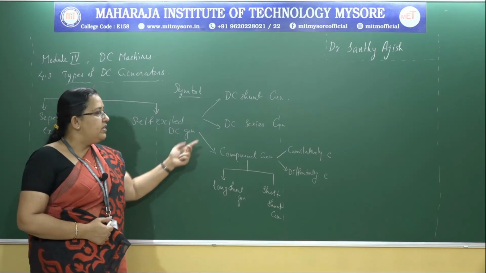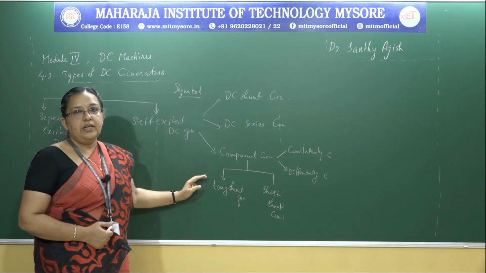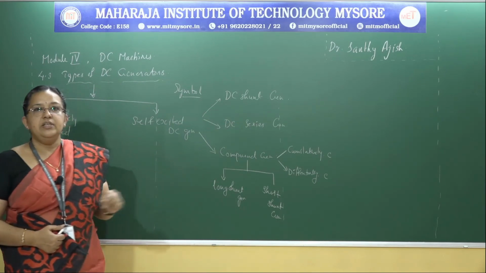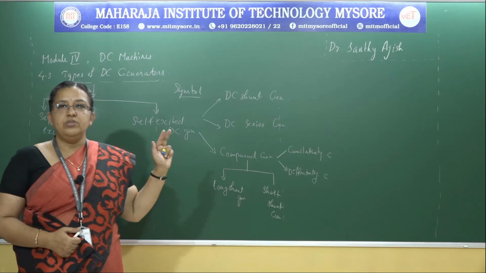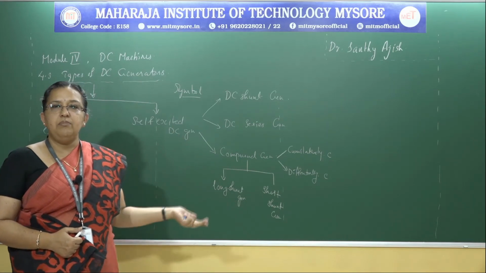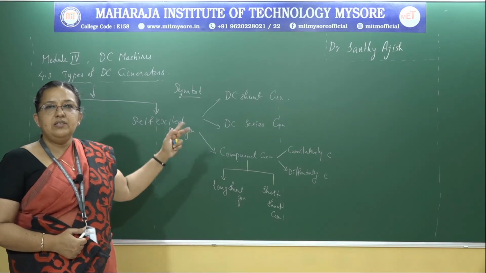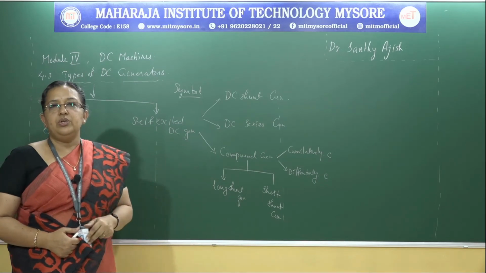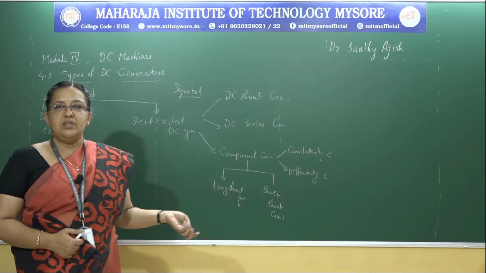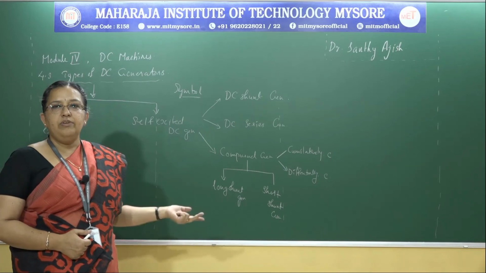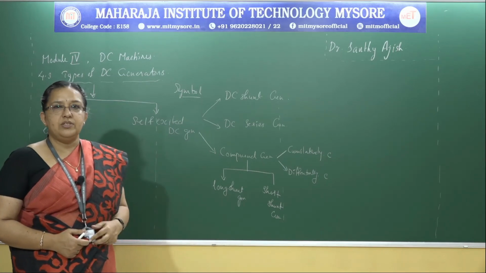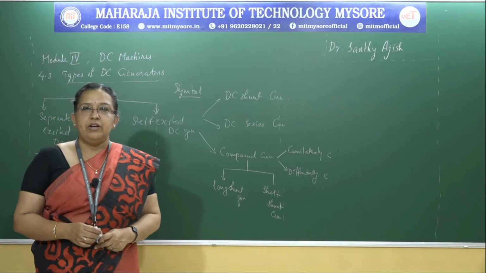Now we will discuss one by one in detail. And when I say DC generator, I can make a similar classification for DC motors also. So this is the way of classification of the DC machines, rather generators, according to the way of the field connections. So let us analyze one by one.